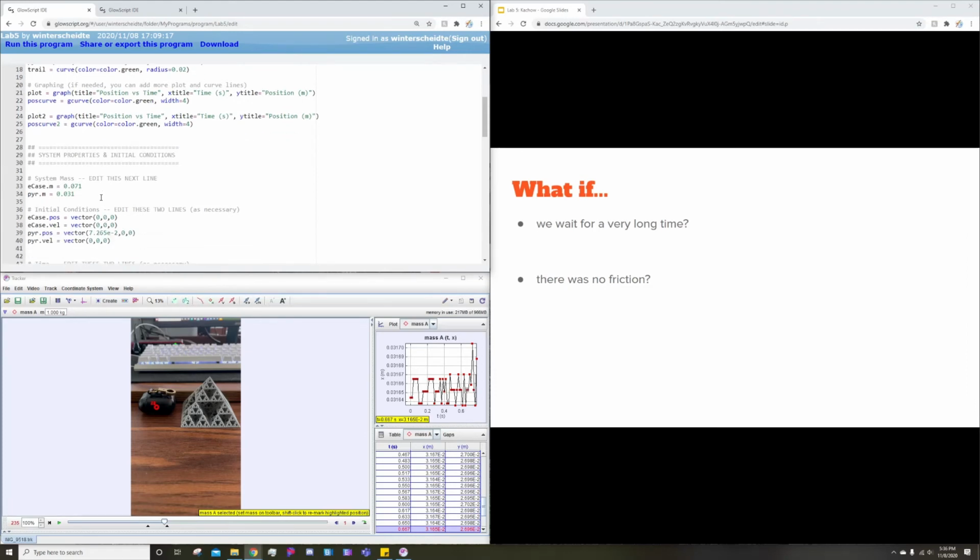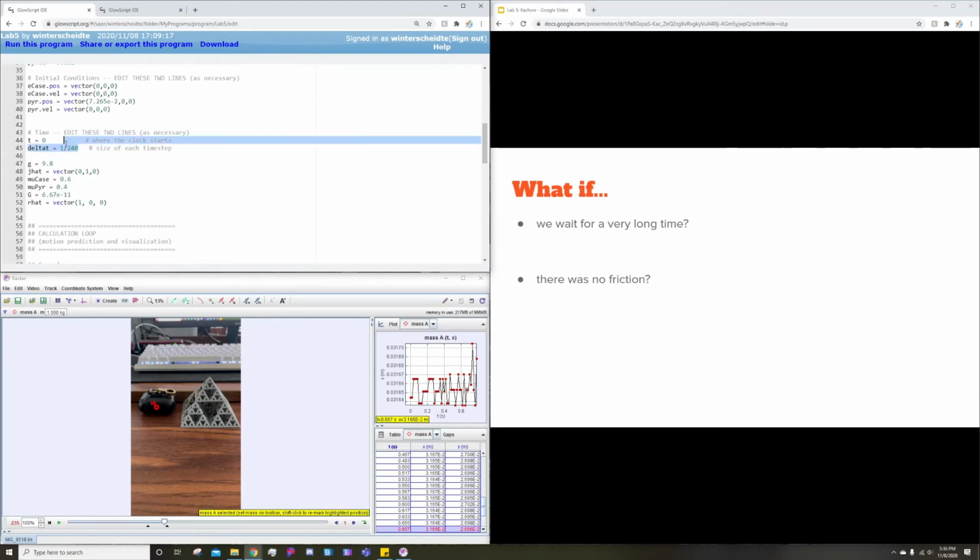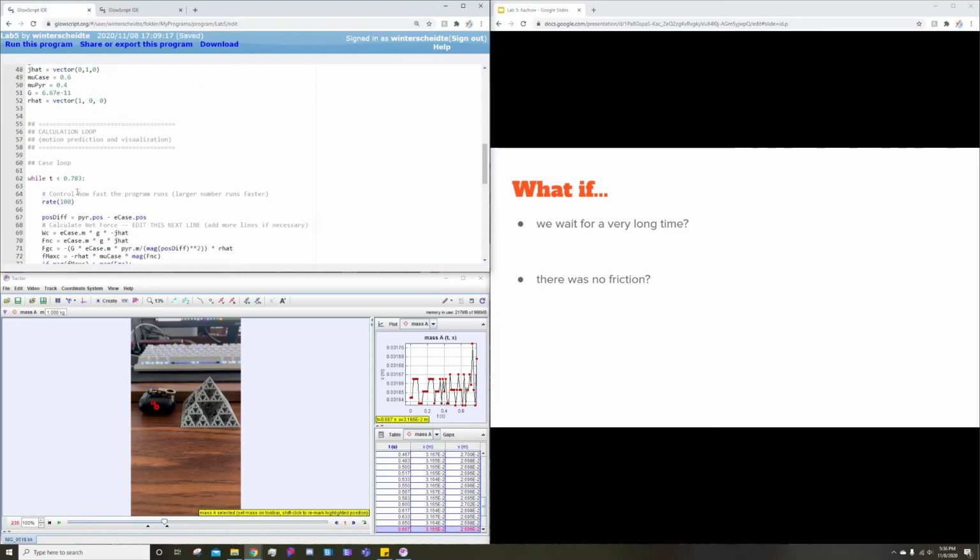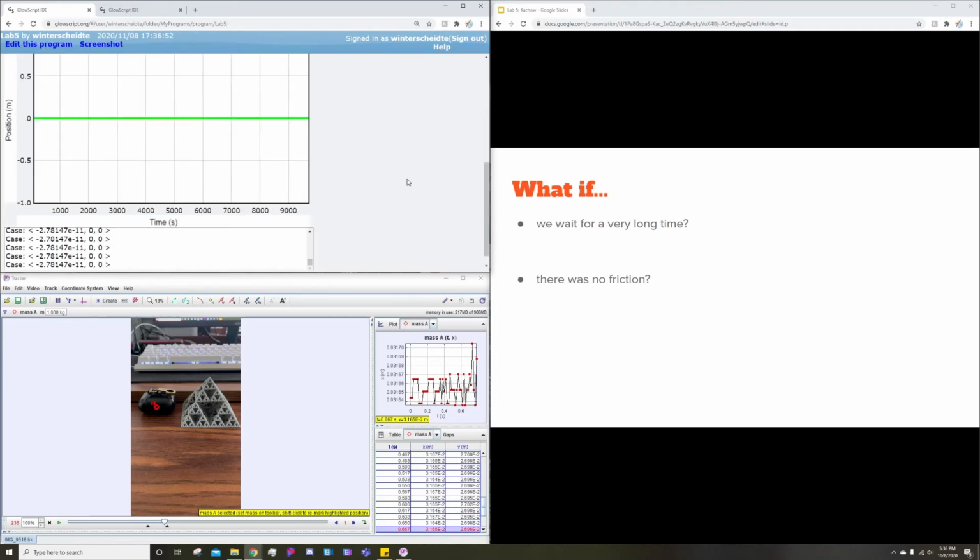So now we ask, what if we waited for a very long time? And the answer to this can be found very simply if we just change the delta t to something like 100 and change the while loop to go until t equals 100,000, and then run it, and we'll see again it doesn't move at all. And this is because the static friction will always be greater than the infinitesimally small gravitational force. You can see it's times 10 to the power of negative 11, which is too small to have any real effect against friction.